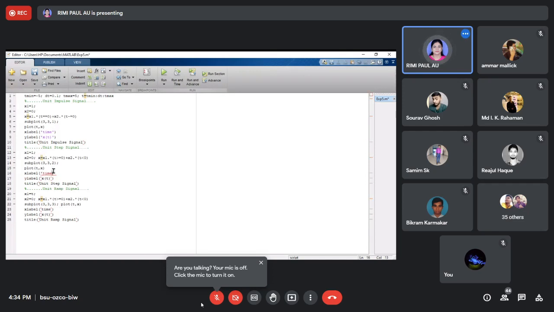So you can see that whenever I am changing this, I am doing the same thing, but it may happen that this software cannot identify the single inverted comma initially. I am giving the inverted comma, but it cannot identify. So wherever you get the red color, just remove it and do the same thing again.